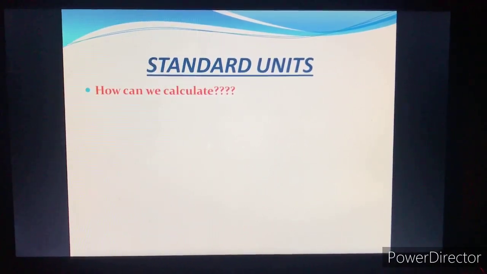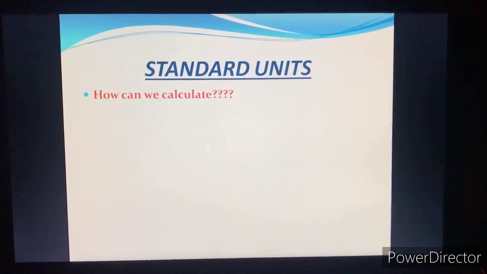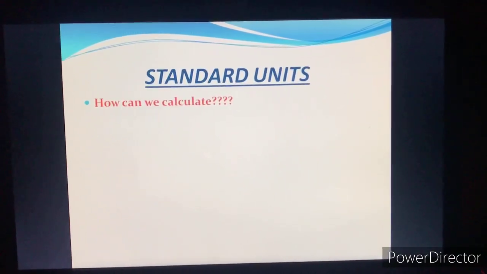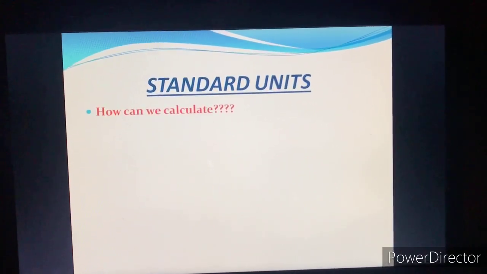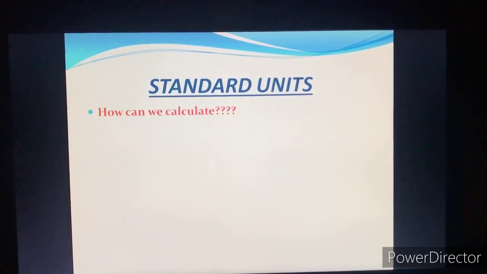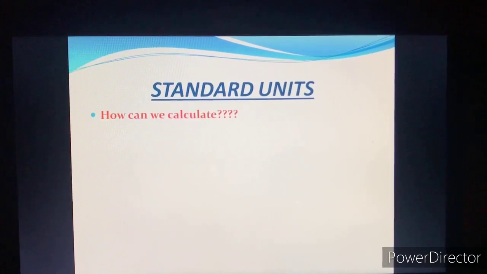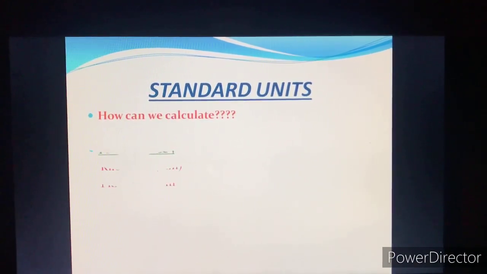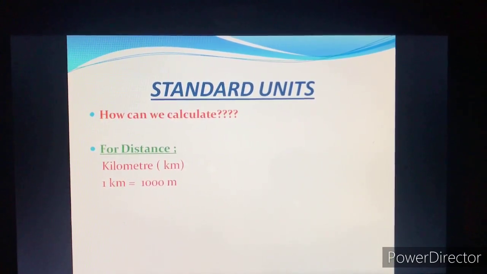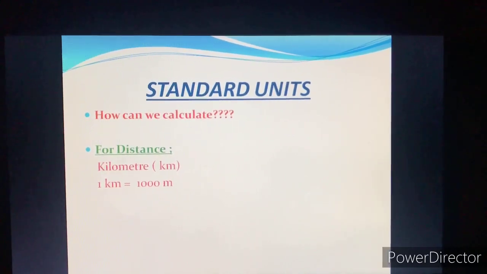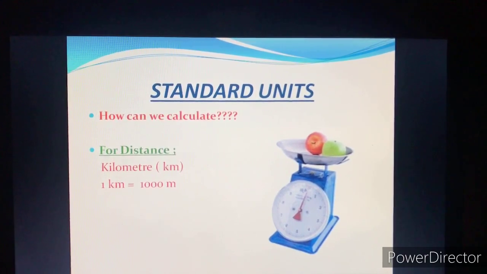Whenever we are talking about measurement, we use standard units. Remember, to calculate anything, we use some standard units. If you remember, previously we have done distance. Yes, what was the standard unit for distance? Kilometer. 1 kilometer is equal to 1000 meter. So what about the mass?